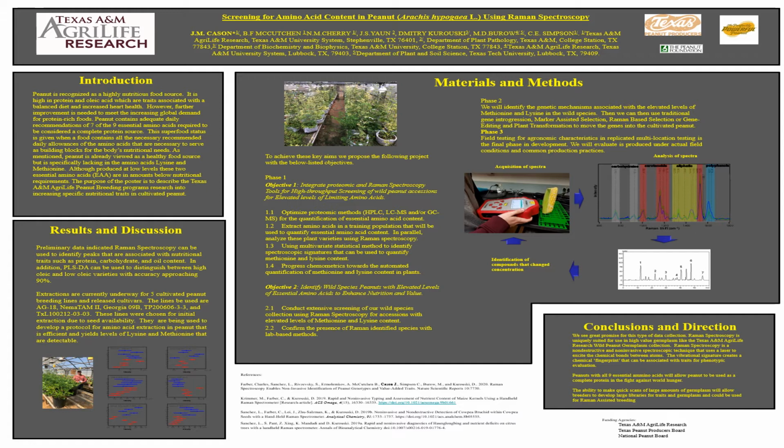Initial results indicate that Raman spectroscopy can be used to identify peaks that are associated with nutritional traits such as protein, carbohydrate, and oil content. In addition, we have used partial least squares discriminant analysis to distinguish between high oleic and low oleic cultivars with accuracies approaching 90%. We see great promise for this type of data collection.